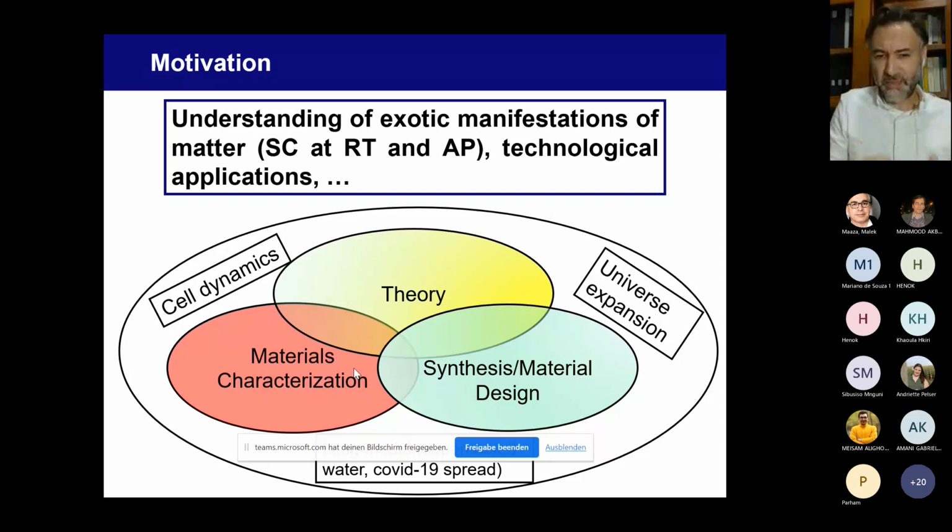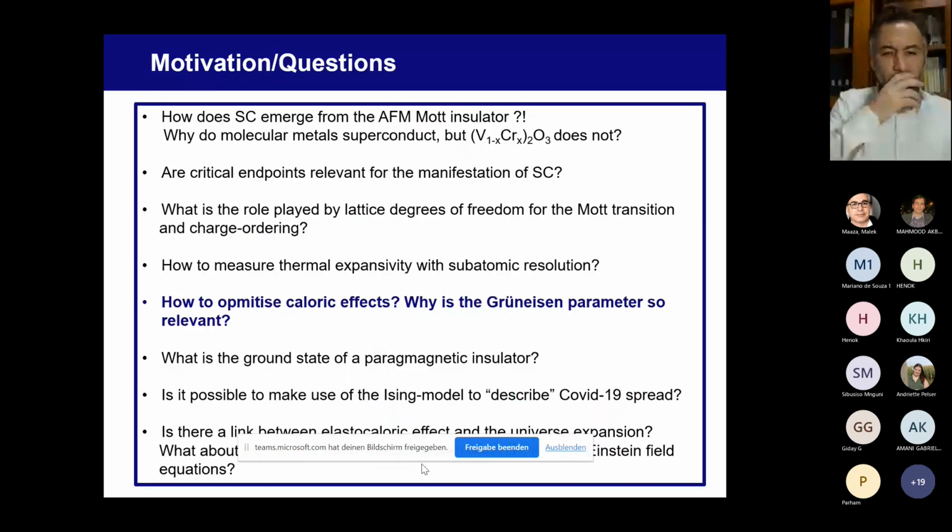idea of making a symbiosis between theory, characterization, material synthesis, with application in other areas of research, like cell dynamics. It's an ongoing project: universe expansion, exotic phase of water, including the supercooled phase of water, as well as COVID-19 spread work, which we published a few years ago. So here are the questions to the professors.